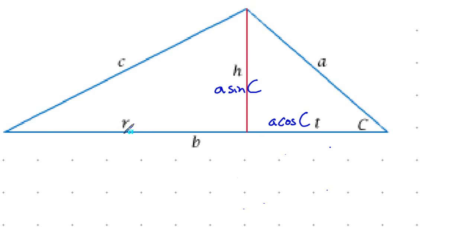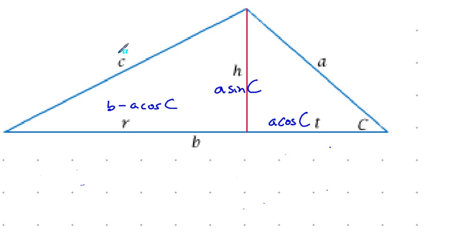Now looking at this r value right here, I can see that the r runs from here to here. Essentially, it is the length of b minus this value right here. So my r value can be described as the entire length b minus my t length, which can be written as a cosine of c. So this r value is going to be b minus a cosine of c. Okay, so the big overwhelming question is, why is this important?